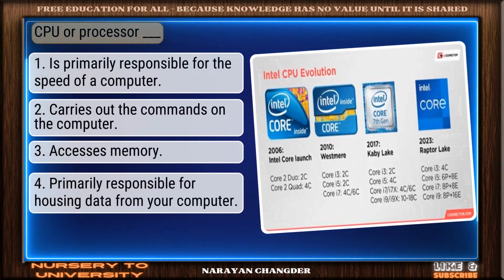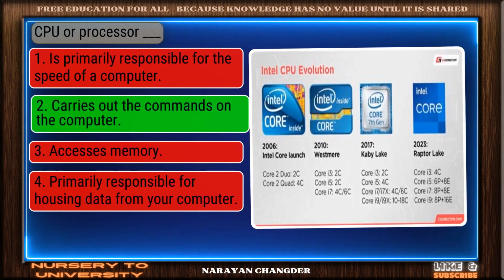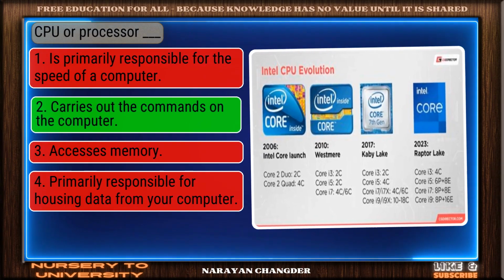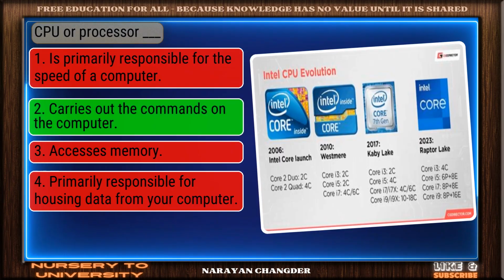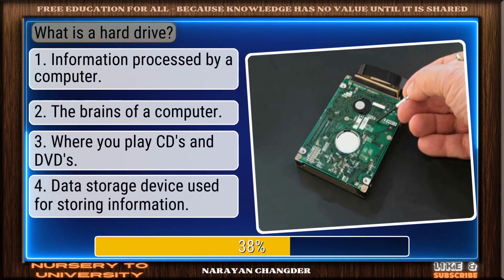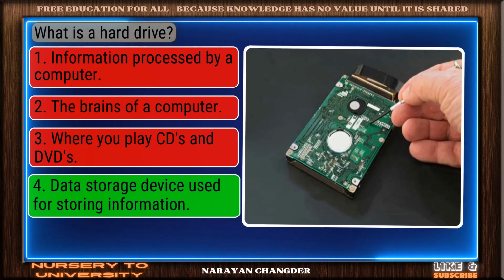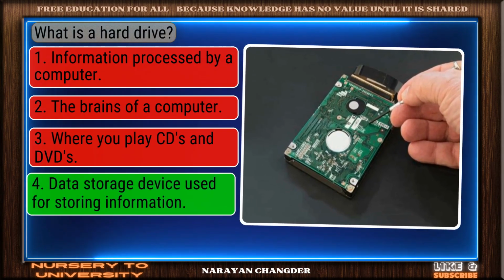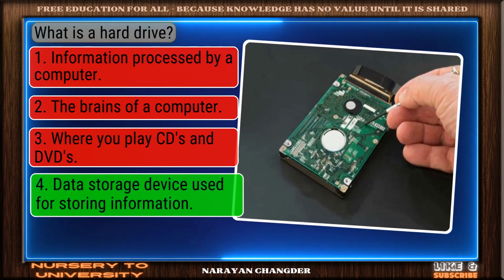Question number 71. CPU or processor dash. Smart move. Carries out the commands on the computer is an accurate answer. Question number 72. What is a hard drive? Smart pick. Data storage device used for storing information is the correct choice.